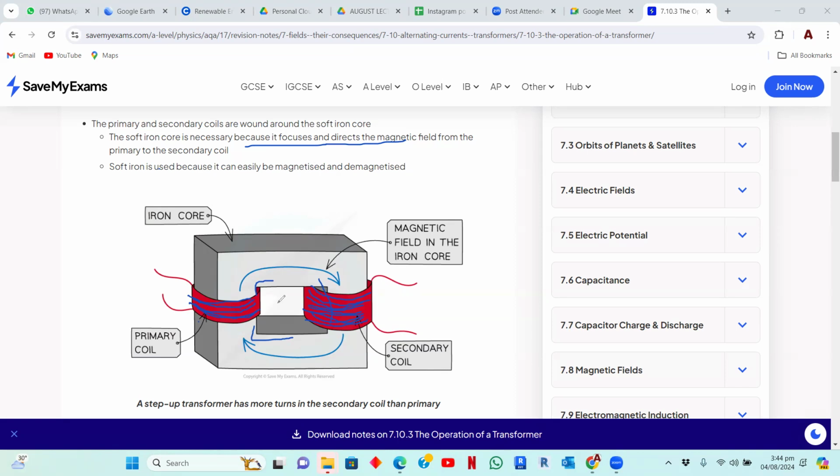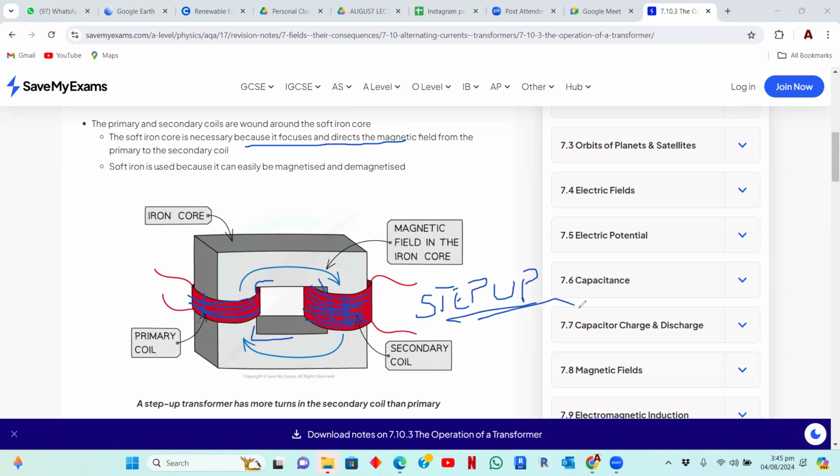Now, there's one thing that you would have noticed, that this particular red patch is smaller than this particular red patch. The secondary coil has more turns of copper wire, whereas this primary coil has fewer turns of copper wire. Why is that so? This type of transformer is called a step-up transformer. Why do you call it a step-up transformer?